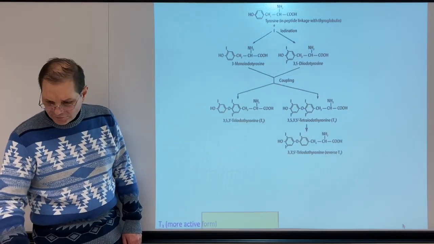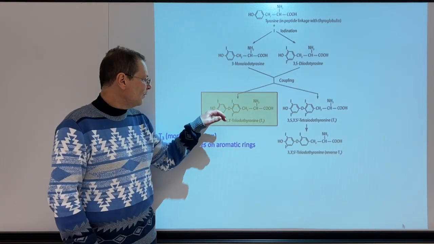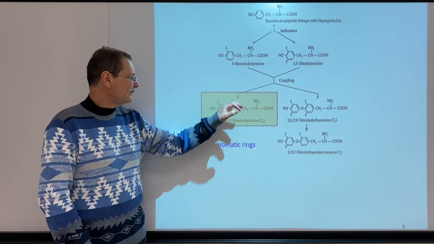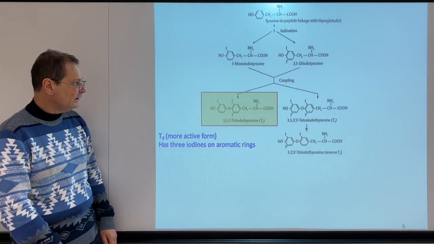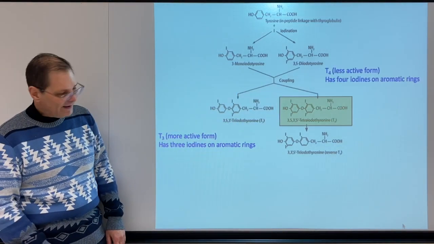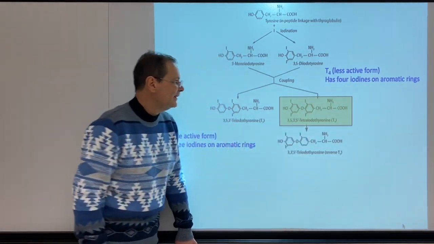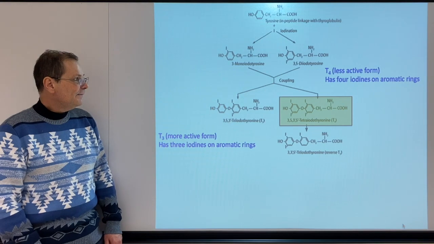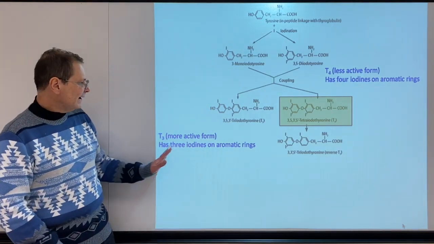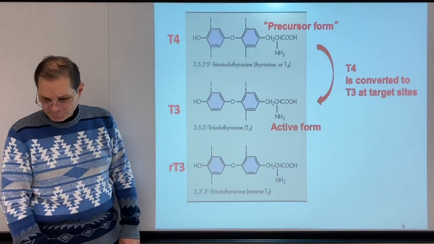There are two kinds of thyroid hormone. There is T3, which is the more active hormone. It's designated 3 because it has 3 iodines on the aromatic rings here, here, and here. And we have T4, which is the less active form, and it has 4 iodines on these aromatic rings here. Okay? I'm not particularly worried that you know the biochemistry, but you should recognize that these two things are different and what the difference between the two of them is.